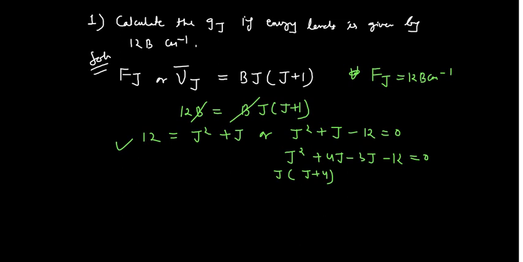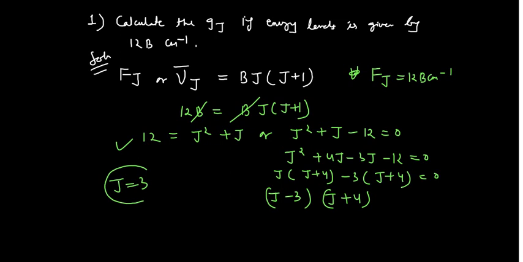Okay, then minus 3 you can take common, then again it is j plus 4, that is equals to 0. That means you are having two values, j minus 3 and j plus 4. Two values of j you are having. So you can have j value of 3 or you can have the j value of minus 4.